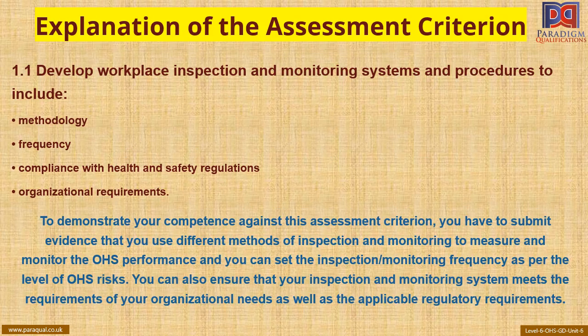The assessment criterion 1.1 of Unit 6 is Develop workplace inspection and monitoring systems and procedures to include methodology, frequency, compliance with health and safety regulations, organizational requirements. To demonstrate your competence against this assessment criterion, you have to submit evidence that you use different methods of inspection and monitoring to measure and monitor the OHS performance, and you can set the inspection and monitoring frequency as per the level of OHS risks.